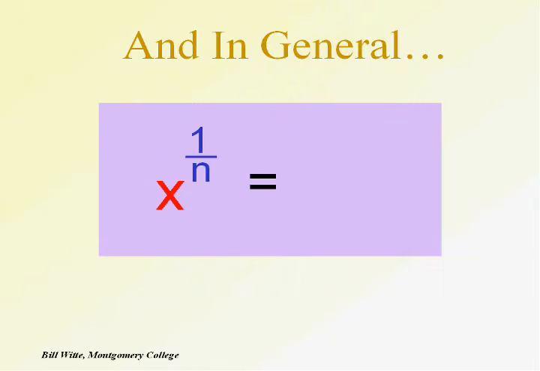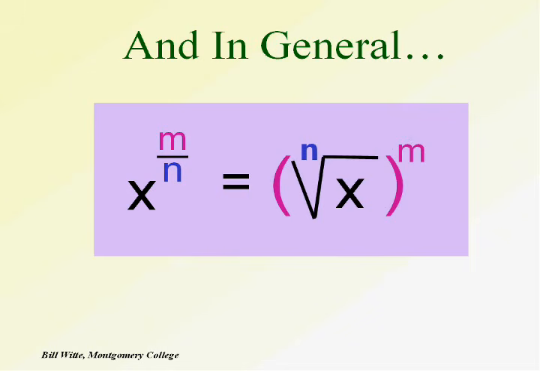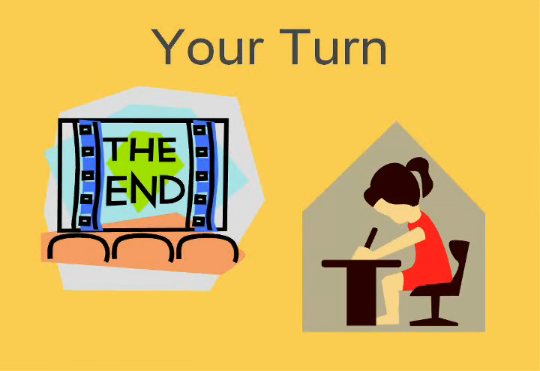So, in review, rational exponents can be written x to the 1 over n, which means the nth root of x. And if we have a value in the numerator, m, x to the m over n really means the nth root of x to the mth power. Okay, and you should be able to go back and forth between those two types of notation. Go practice it.